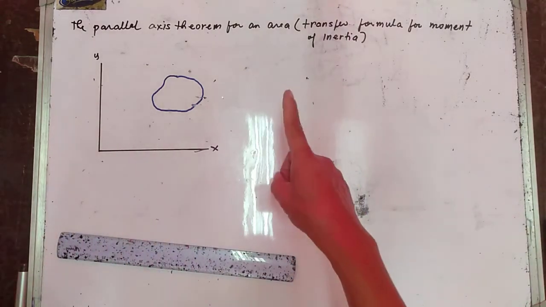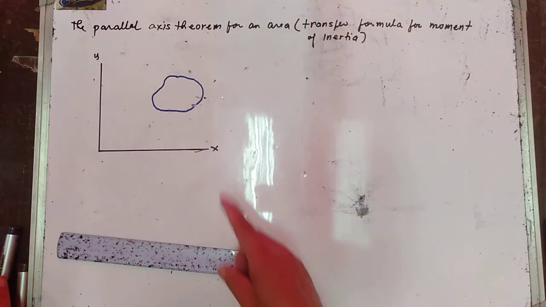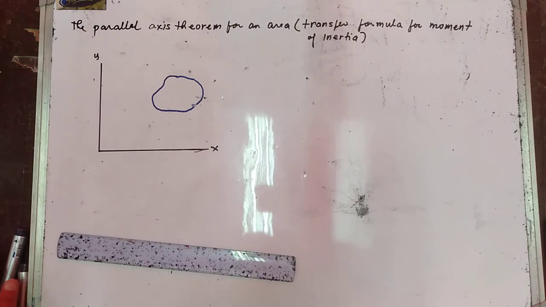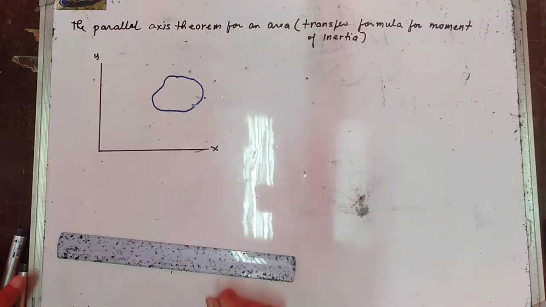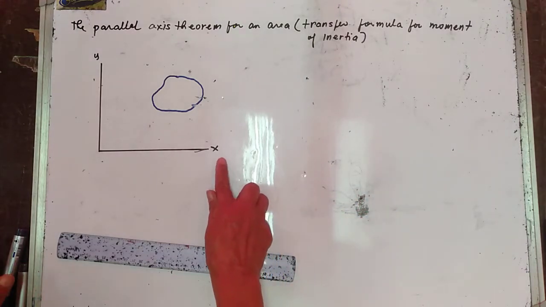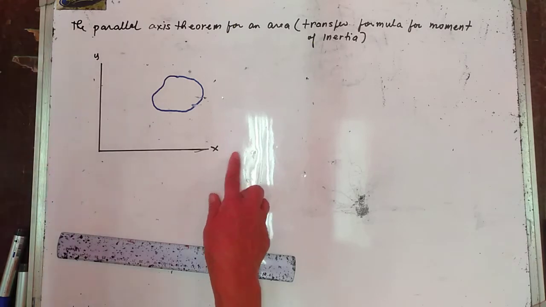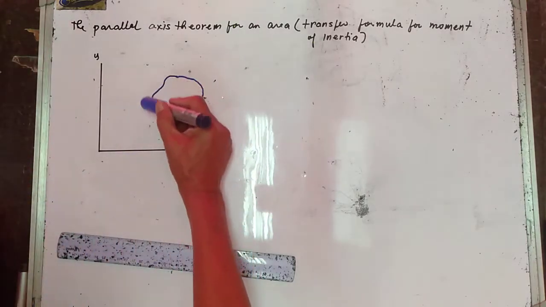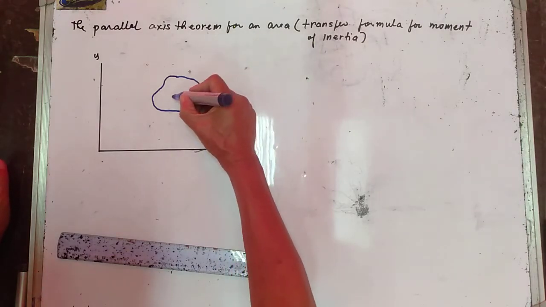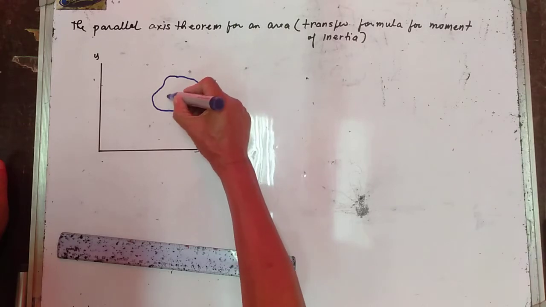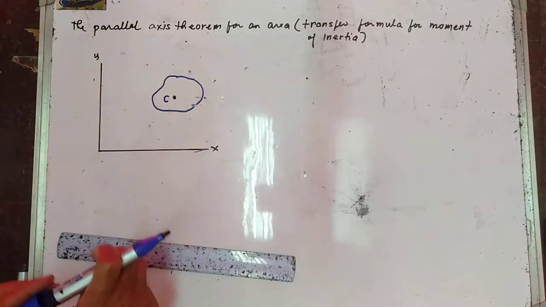The parallel axis theorem for an area, which we also call the transfer formula for moment of inertia. So let us consider this the x-axis, and this is now the y-axis. So we have this body. Now considering that the centroid of the body is located at this point, that is therefore the centroid of the body.